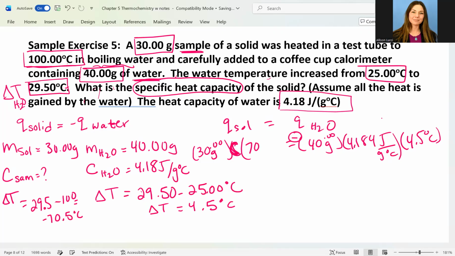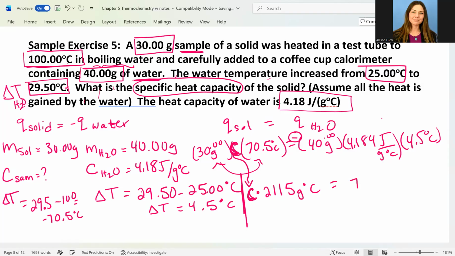So when I plug that in here, I can see that I could multiply 30 times 70.5, and that would give me 2,115 grams degrees Celsius when I combine the units, and that's times C still. Draw a little dividing line here. So that's my unknown that I'm going to solve for, that's C. And then that's equal to 40 times 4.184 times 4.5.